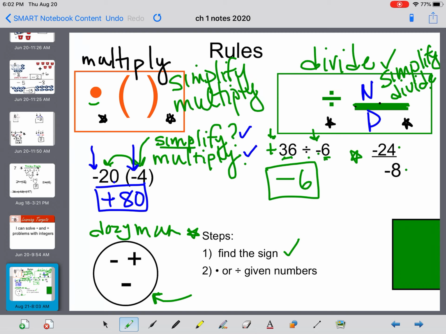I want to check and see what the sign of my result is going to be. Well, these are both negative, and when I have the same sign, remember, my result is always positive. And so my answer here is going to be positive. And then the last thing I do is I want to divide the numbers. So 24 divided by 8 is 3. And now I'm done.